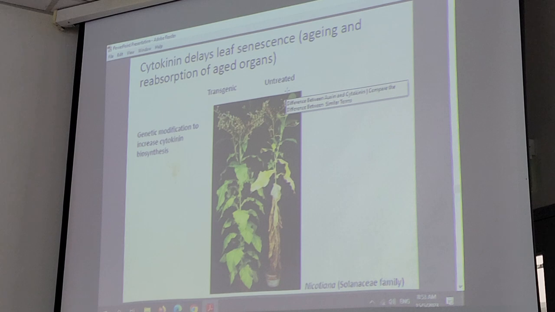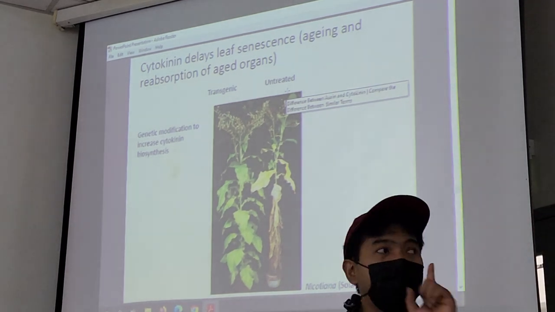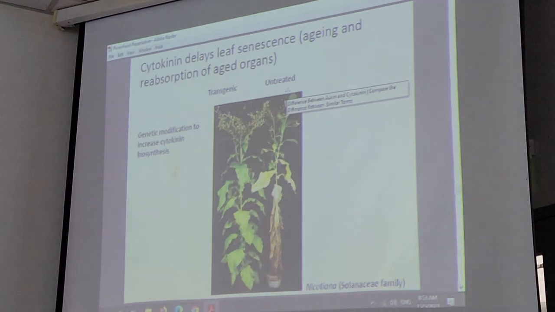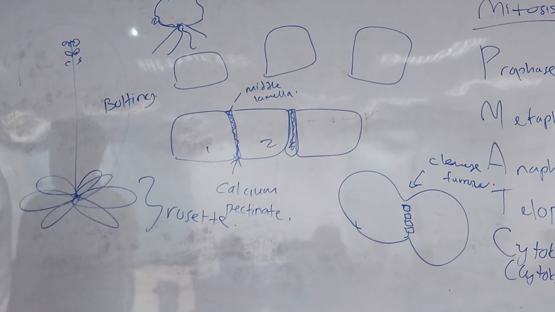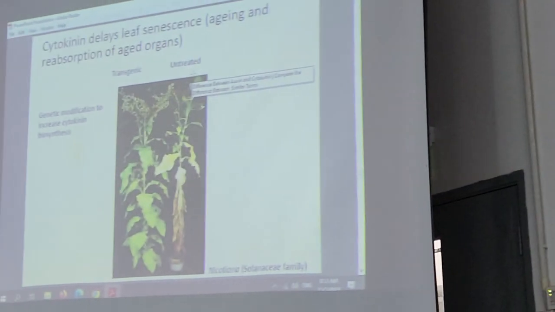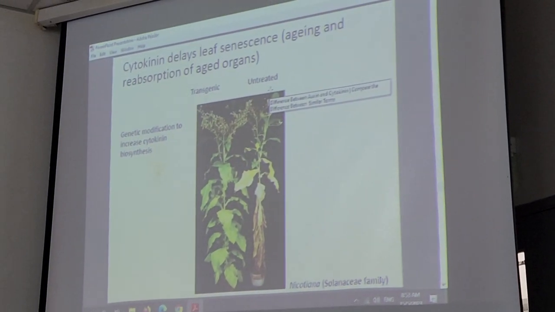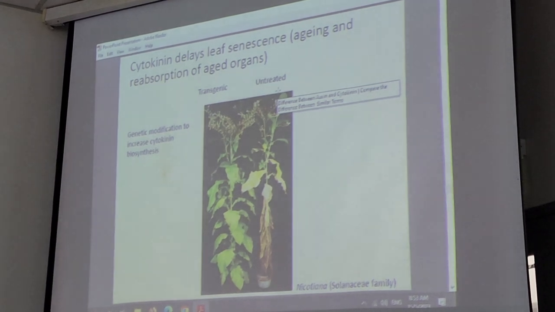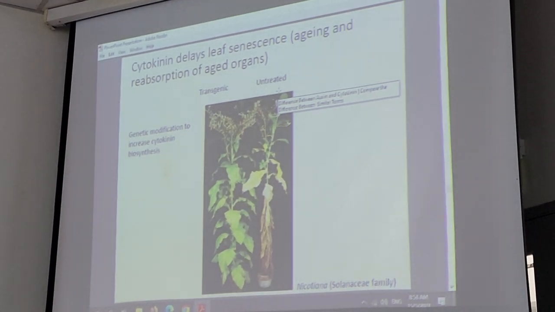There's always a limitation to how much technology can do. Okay? So, because of the trigger in cytokinesis, cytokinin can actually be used to delay senescence, not to stop, to delay senescence. Okay? So, senescence is a process of becoming old.